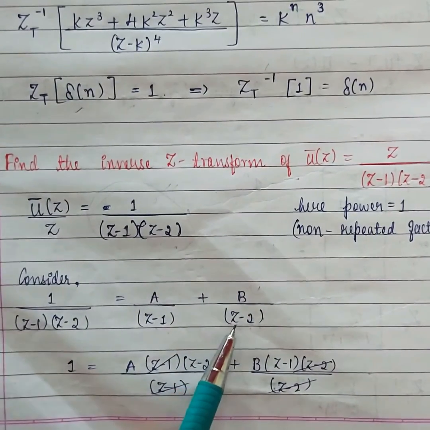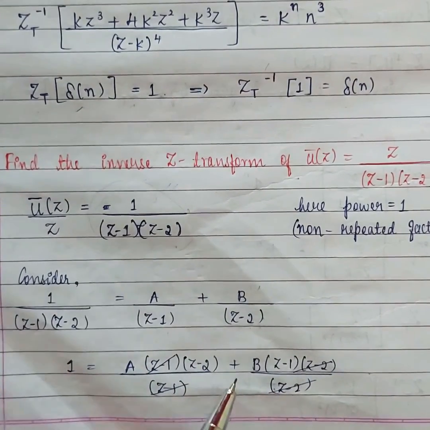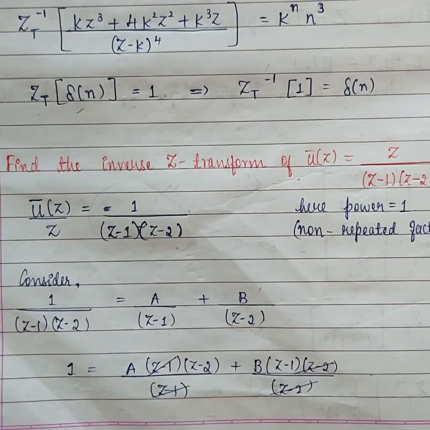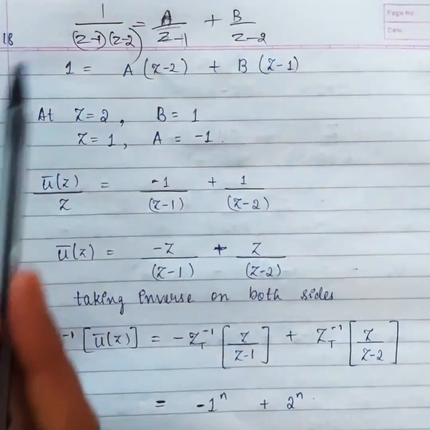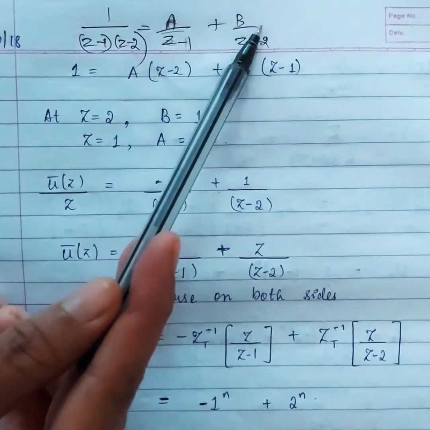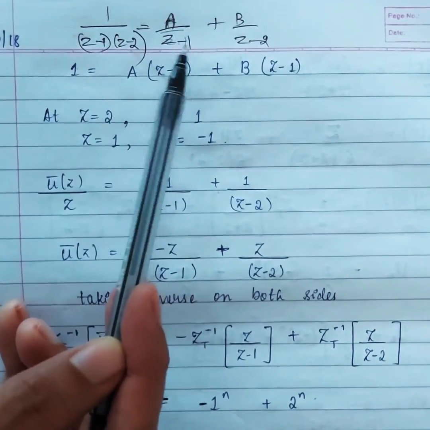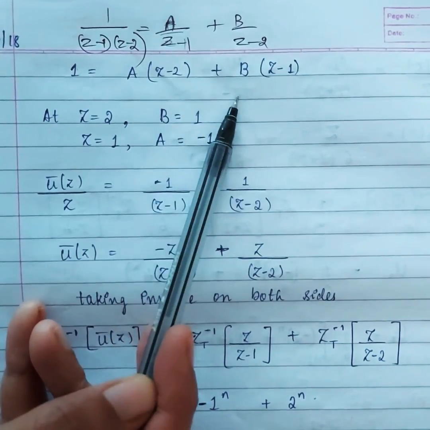And then cross multiplying a into z minus 2 plus b into z minus 1 by z minus 1 into z minus 2. We are taking LCM of it. I have rewritten the same thing just to have a continuation. So a into z minus 2 plus b into z minus 1, divided by z minus 1 into z minus 2 will be there in the denominator if I take LCM.